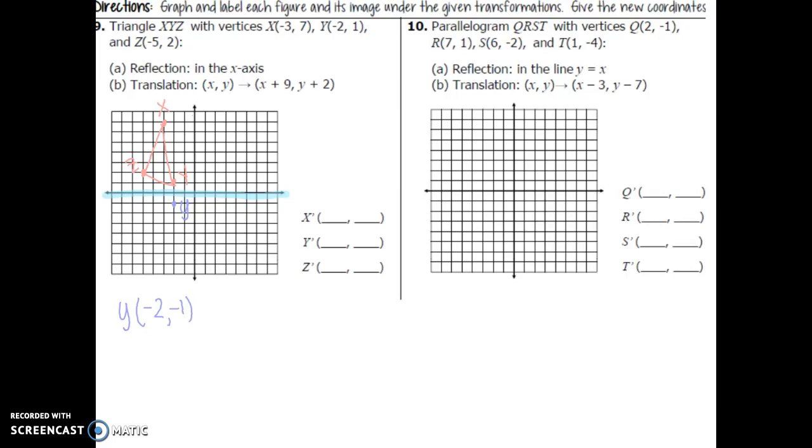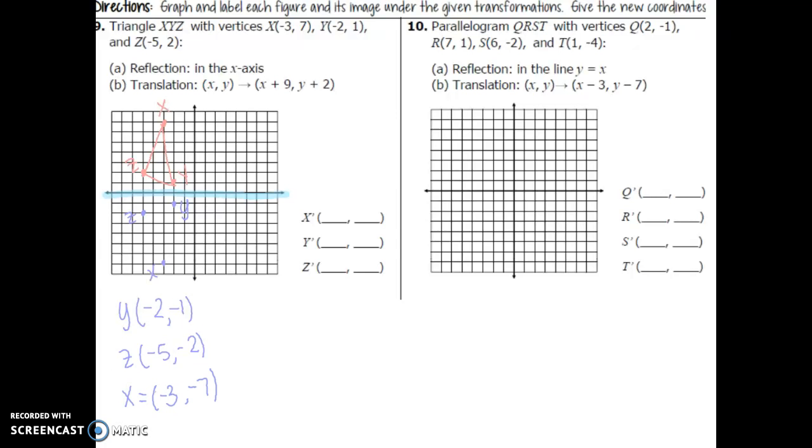For my z, we went down 2. That was at 1, 2, 3, 4, 5, then 1, 2. And now my x, that would have been at 1, 2, 3, 4, 5, 6, 7. That's going to be my x. So that was negative 1, 2, 3. And we went down 7.